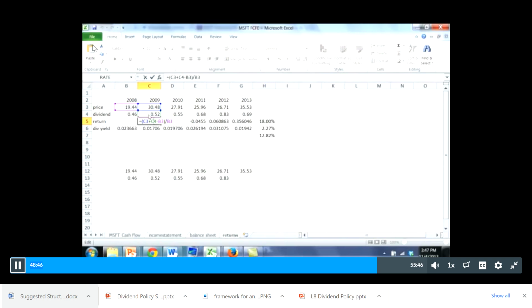And in 2009, so that's when we own the stock for that year, we would have gotten 52 cents total in dividends. So we have the selling price plus the dividend minus the buying price, all in parentheses in the numerator, divided by the buying price. And that gives me my total return on the stock. Right? I dragged that across, and then I just took the average. Right? It's an arithmetic average of annual total return. Then I'm also going to calculate my dividend yield here.